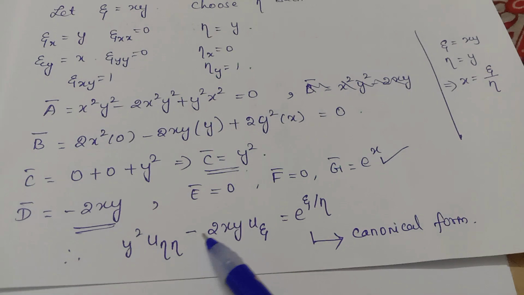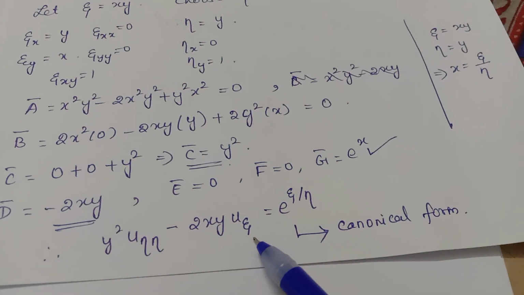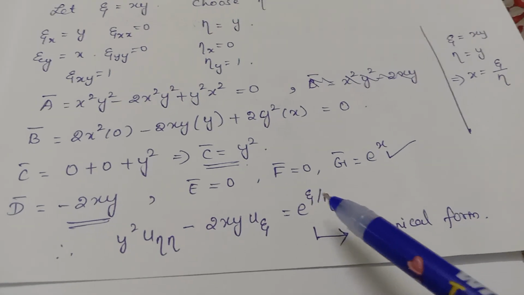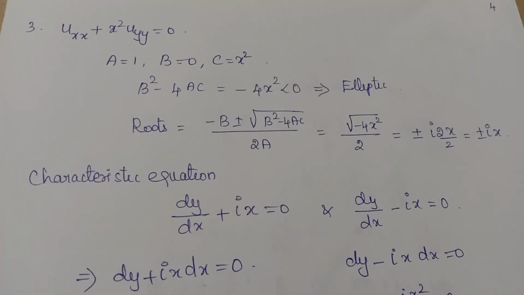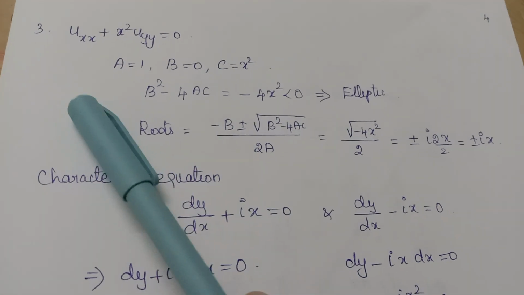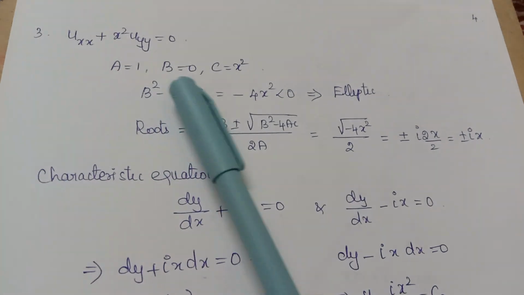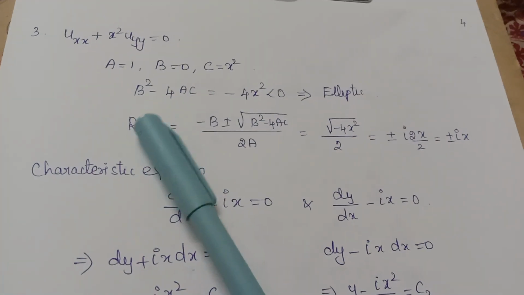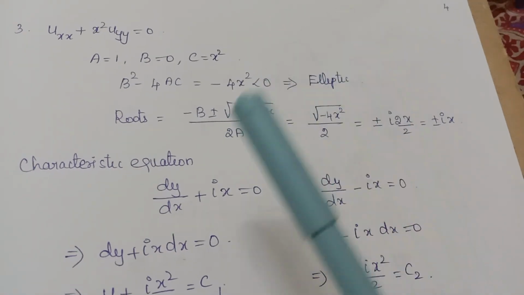U eta minus 2xy into u psi is equal to e power psi by eta. Right. Understand? Okay. Next problem, uxx plus x square uyy equal to 0. So a is 1, b is 0, and c is x square. B square minus 4ac is minus 4x square, so less than 0. So it is of elliptic form.